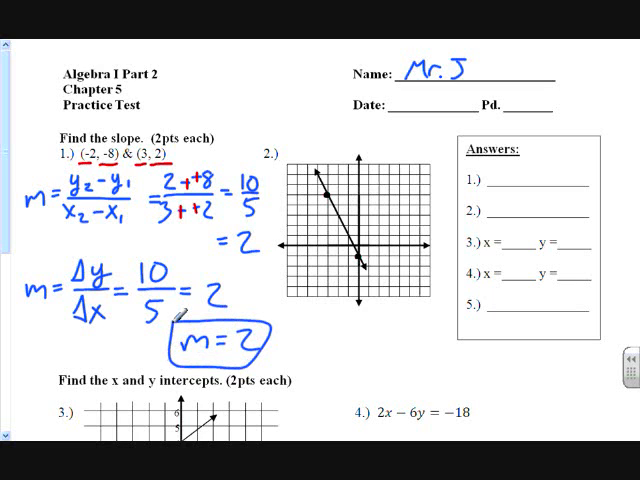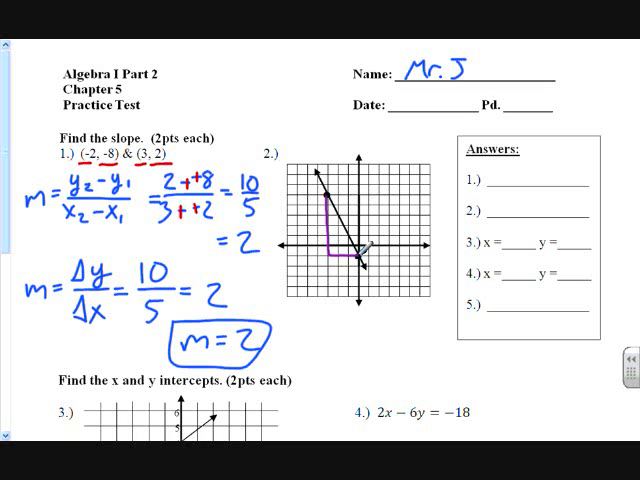For number 2, I could write down the ordered pairs here and approach it the same way I did as number 1. But since it's graphed, I'm going to look at it as rise over run. And I always go left to right when I do this. I start at the point from the left and I travel to the point to the right. Let me try that again. My line was just a little bit off.